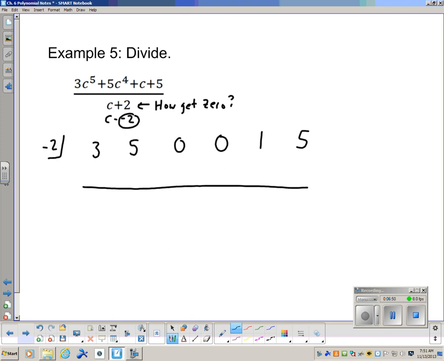Kind of a long one, right? So bring down the first number here, which is 3, multiply by what's inside the box. Add these, multiply by what's inside the box. Add these, multiply by what's inside the box. Add, multiply by what's inside the box. Add, multiply by what's inside the box. Add it together, and we get negative 13.